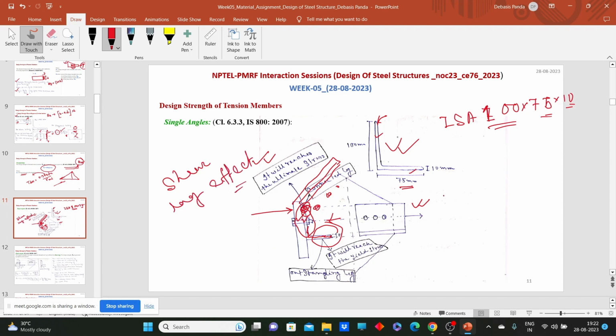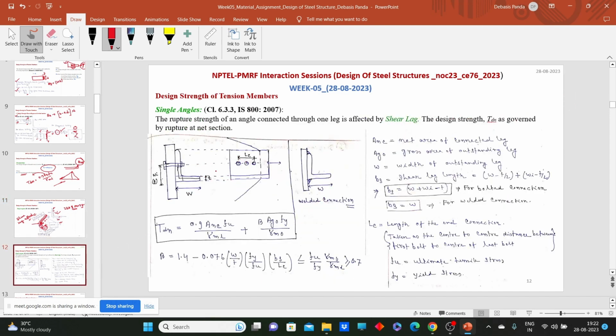Now, from this discussion, we have learned that my connected leg will reach the ultimate stress, but this outstanding leg will reach up to the yield strength. So, while calculating the design strength due to rupture of critical section, we need to consider two phenomena. One phenomenon is occurring with the connected leg, and one with the outstanding leg, with some effect we call the shear lag effect.